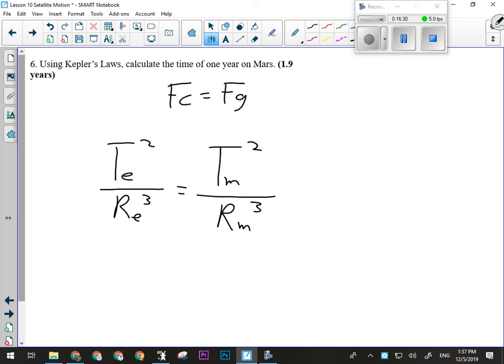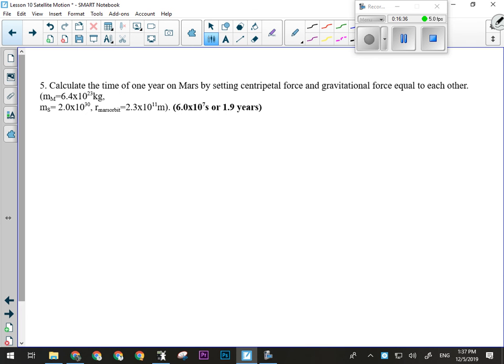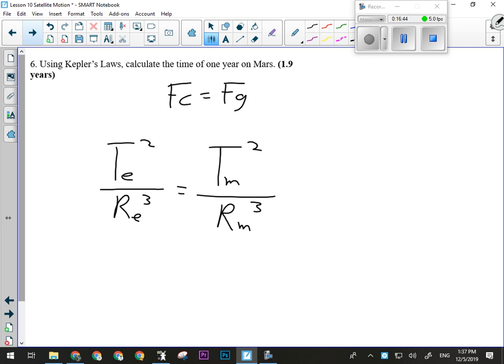Did I not put in the radius of Mars on that one? I think it may have been in question 5. That's where it was. Right here. Radius of Mars' orbit, 2.3 times 10 to the 11 meters. You'll need that number in order to do number 6. Okay, so let's go back to this one. Now that we have that, I'm going to bring radius of Mars' orbit over here, and then I'm going to square root all of this to get the period of Mars' orbit.